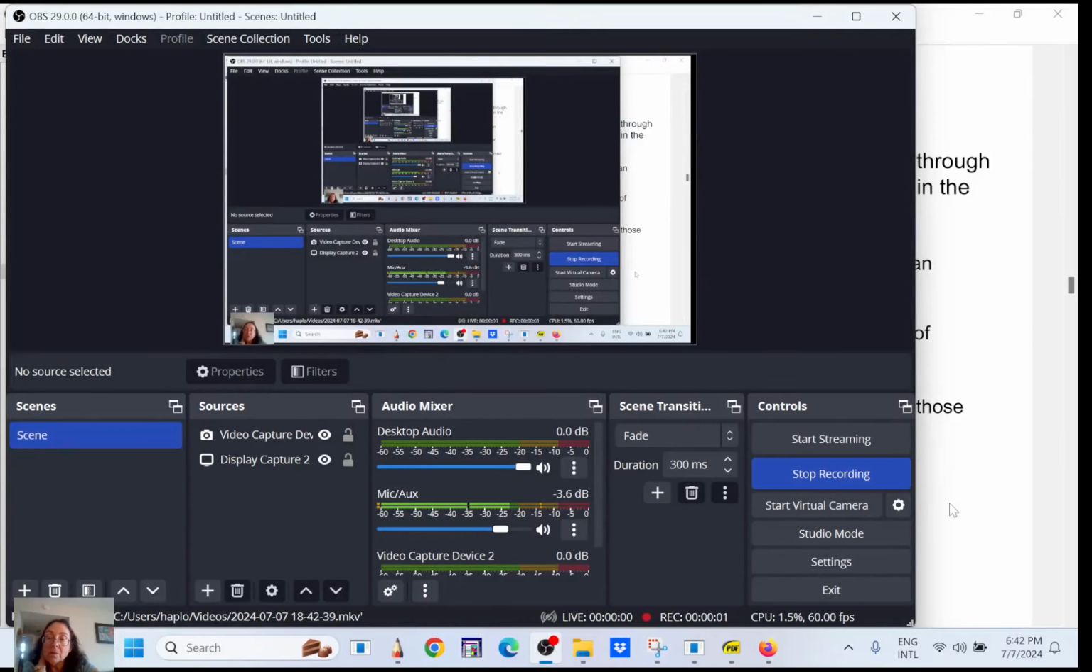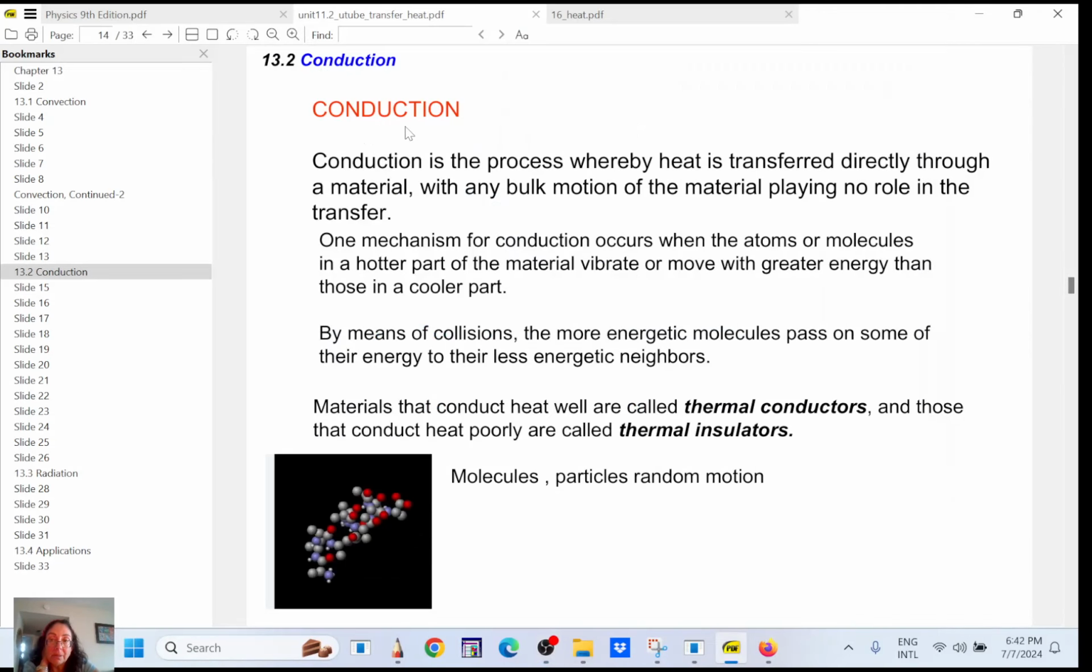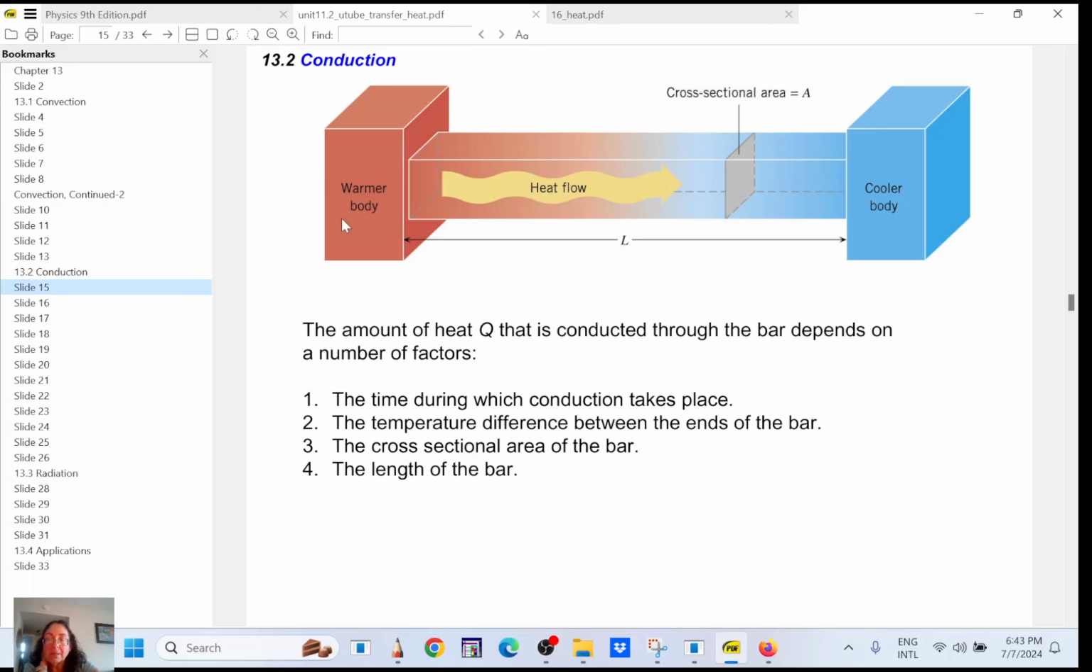Hi guys, so today we're going to talk about conduction, and it's another way for heat to be transferred, always from a hot source to a cold sink. So that slide also comes from your book, Johnson and Cutnell. But you see here you have a warm body, so that will be your hot reservoir, and heat can flow through conduction to the cold reservoir.